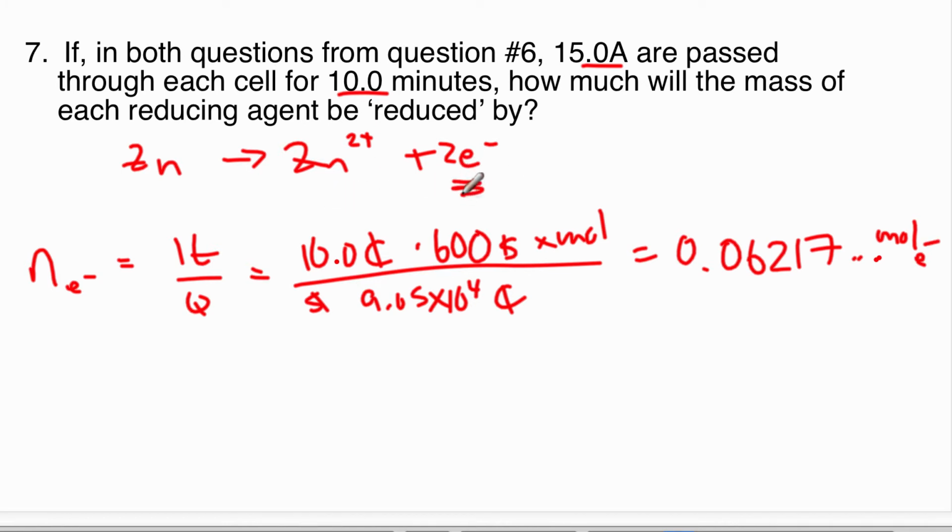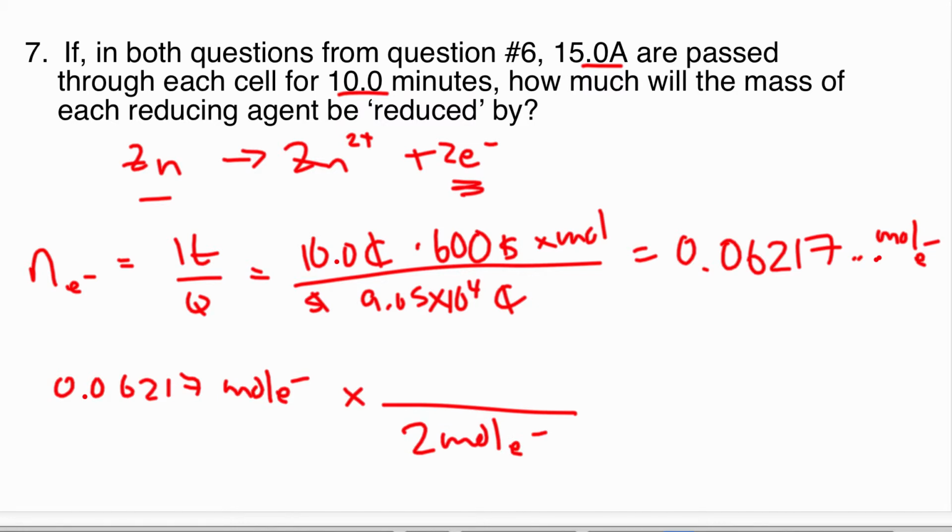Now I have to do my mole ratio, so I want to find moles of zinc, not electrons. So it'll be 0.06217 moles of electrons times 2 moles of electrons come from 1 mole of zinc. 1 mole of zinc. So I'll take that first number then and divide it by 2. So I'm getting 0.031088, etc. moles of this time zinc.